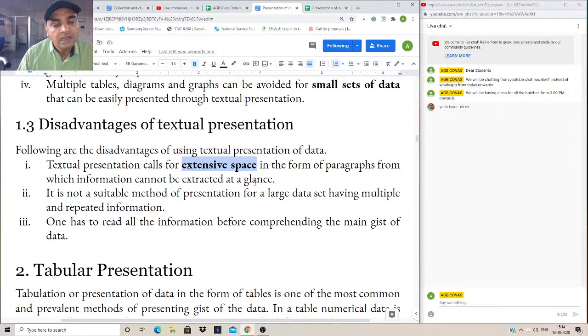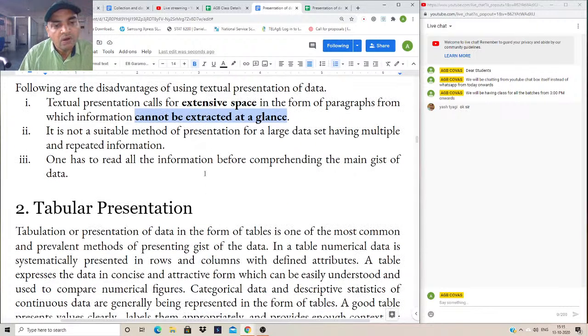And the data cannot be extracted at a glance. Just by seeing it, you cannot extract the data. You have to go through it, you have to read it. Then only will you be able to understand. It is also not a suitable method for presentation of large data having multiple and repeated information. For such data, it is always better to go for tables, graphs, or diagrammatic presentation rather than this type of presentation.